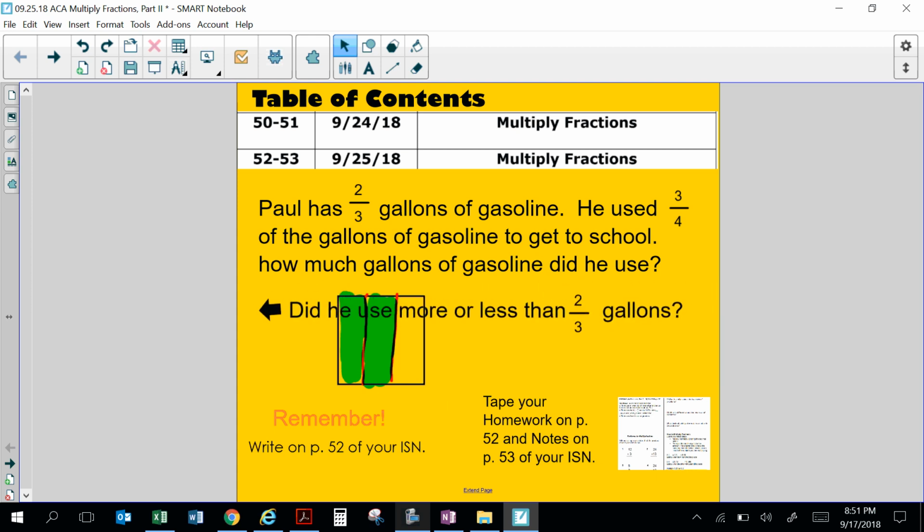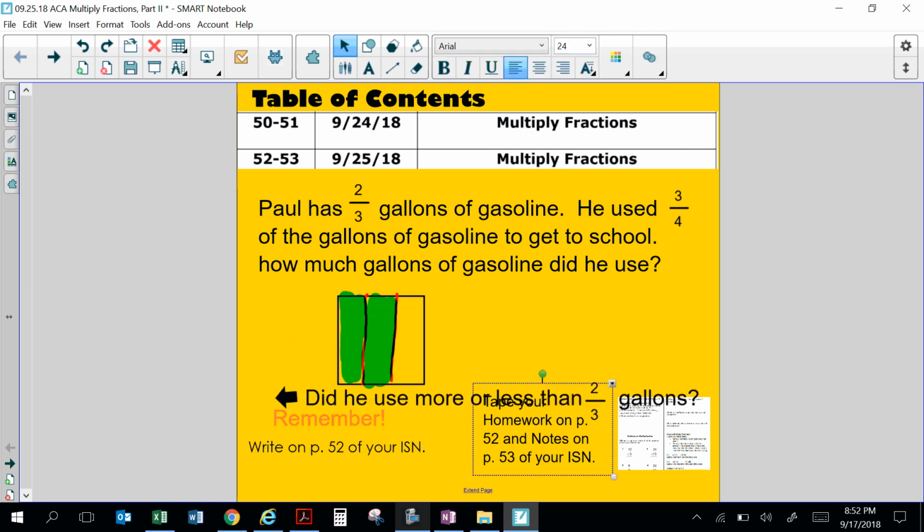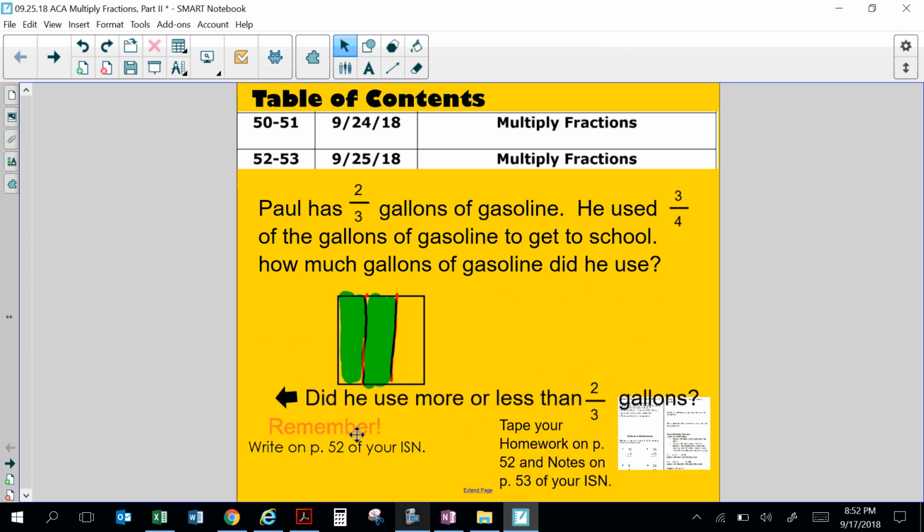So will our answer be more or less than 2/3? Let's think about it. If you're using 3/4 of this, you're using less than a whole. You're only using a part of it. So that means the answer is less than. So let's show that now.